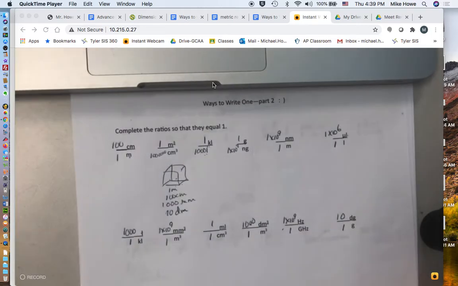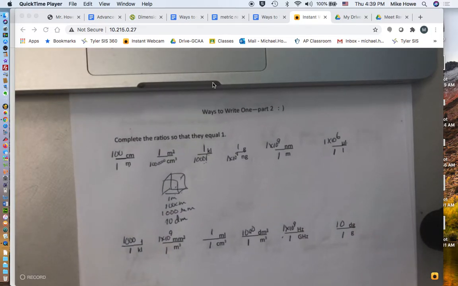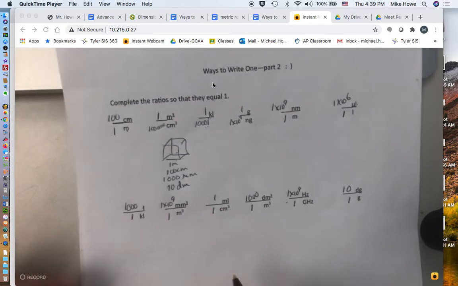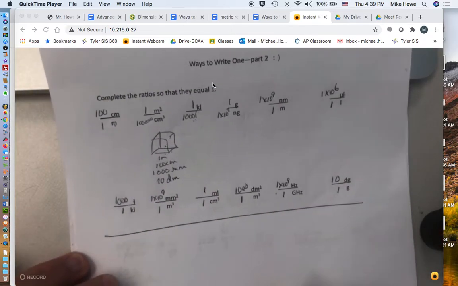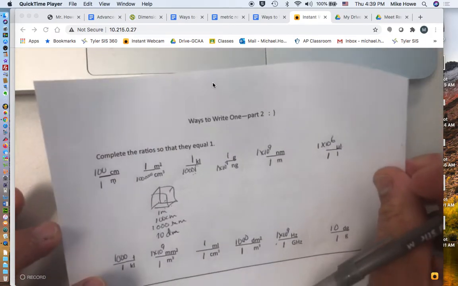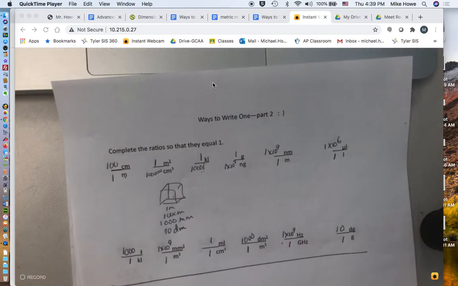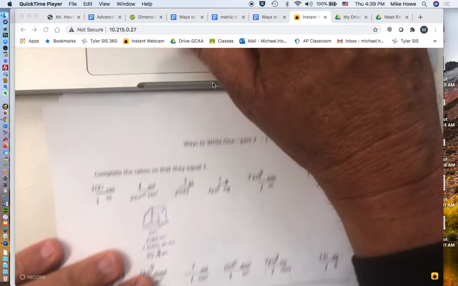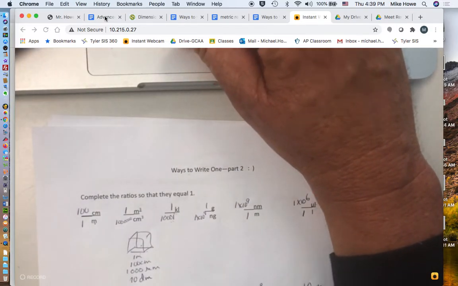So that's writing 1. What I was hoping to do was get us to the point where we could do some dimensional analysis using the idea of multiplying by 1. There's a video that I want you to watch, and you might pause this video and watch the video that I have marked on my website. I'm going to show you where it is here.